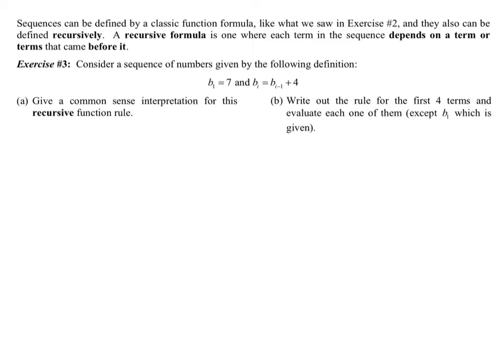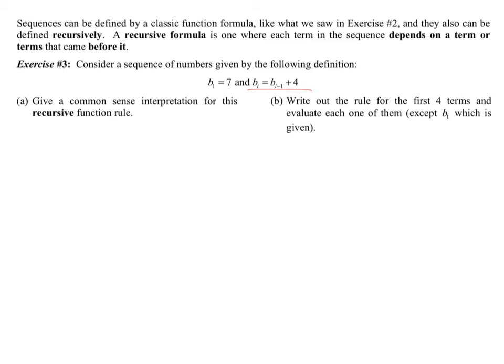Sequences can be defined by a classic function formula like what we saw in exercise number 2, so those are like linear functions. And they can also be defined recursively. A recursive formula is one where each term in the sequence depends on a term or terms that came before it. So consider a sequence of the numbers given. If the first one is 7, and then you end up with this weird little formula right here, where any number you put in for n is going to be a of n minus 1 plus 4.